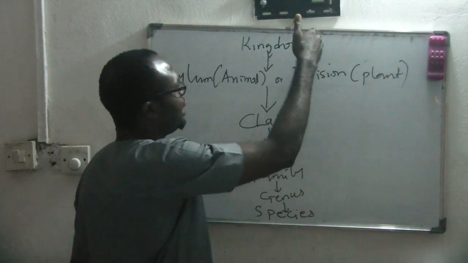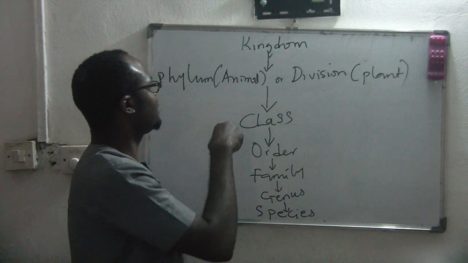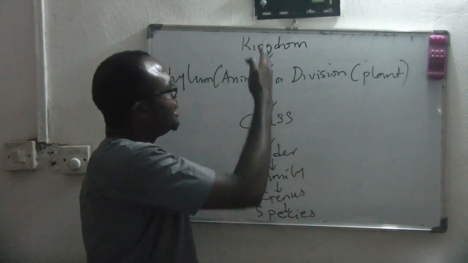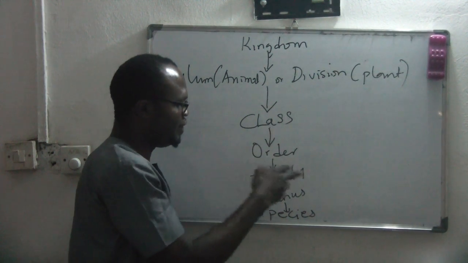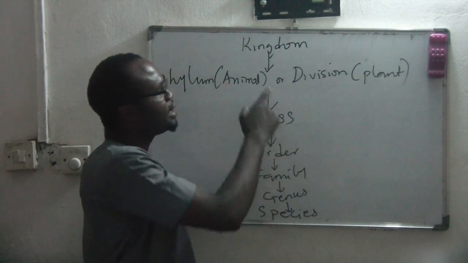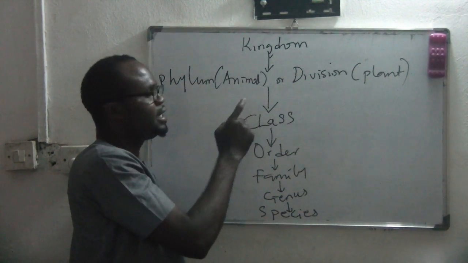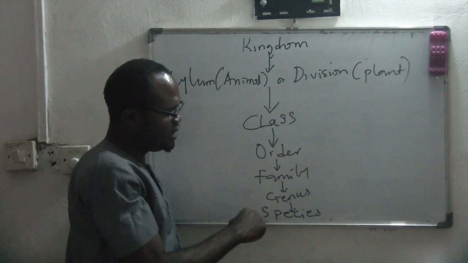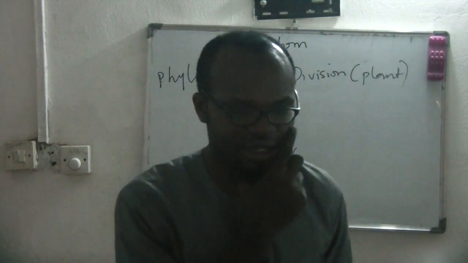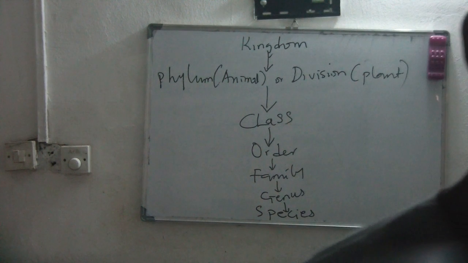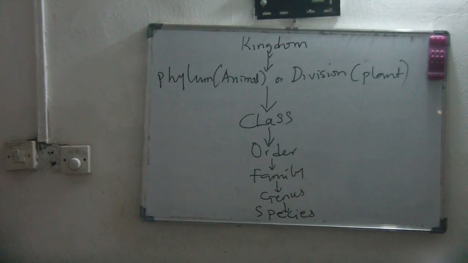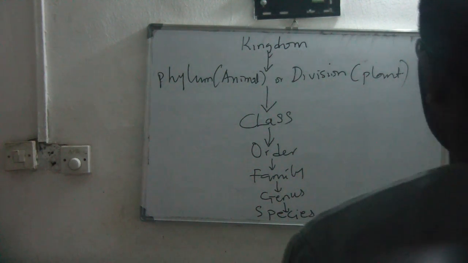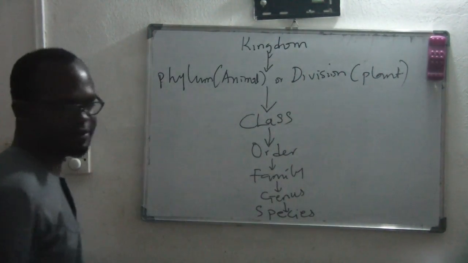First of all, we have the kingdom. After the kingdom, you have phylum for animals or division for plants. Then we have the class, the order, the family, the genus, and the species. Kingdom, phylum, class, order, family, genus, species. So that is the order of classification of living things. Is that clear?